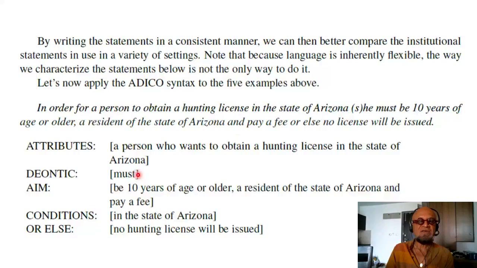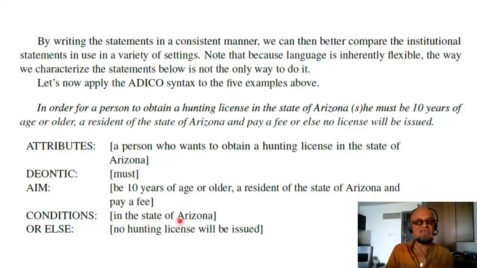A deontic is a bunch of musts. You must be older than 10, you must be a resident of Arizona, you must pay a fee, and such. Aim, you have to be 10 years of age or older, you have to be a resident of the state of Arizona, and you have to pay a fee. You know, there is an overlap, but here action is implied, here obligations or duties are implied, right?